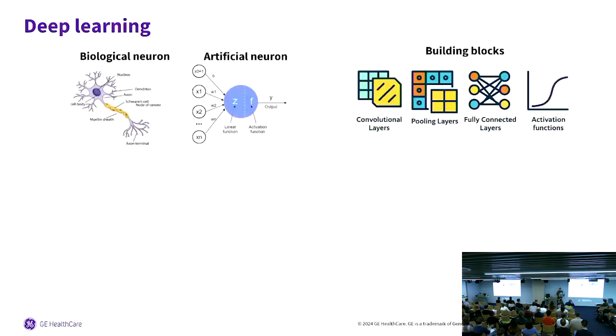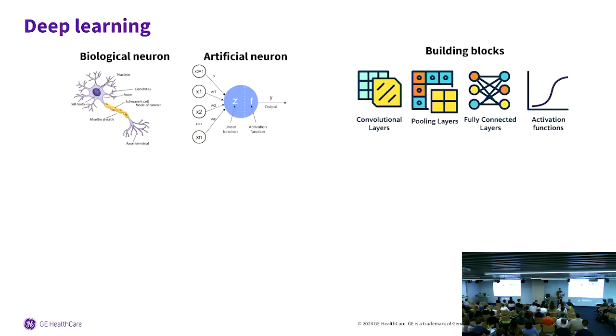Just very briefly, I want to talk about deep learning. As you know, deep learning is a branch of artificial intelligence where we use artificial neural networks, and they resemble our biological neural networks. And they form certain building blocks that we can put together in order to define certain architectures, such as convolutional neural networks, layers, fully connected layers, activations. And you can come up with different architectures, such as UNet, ResNet, and so on.